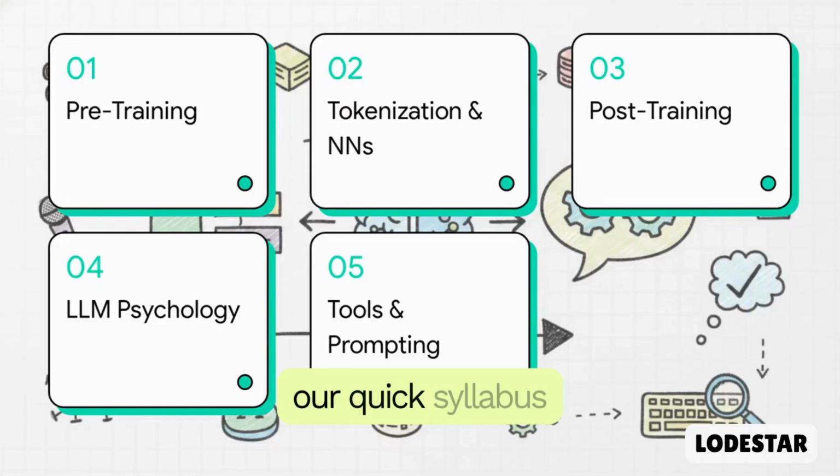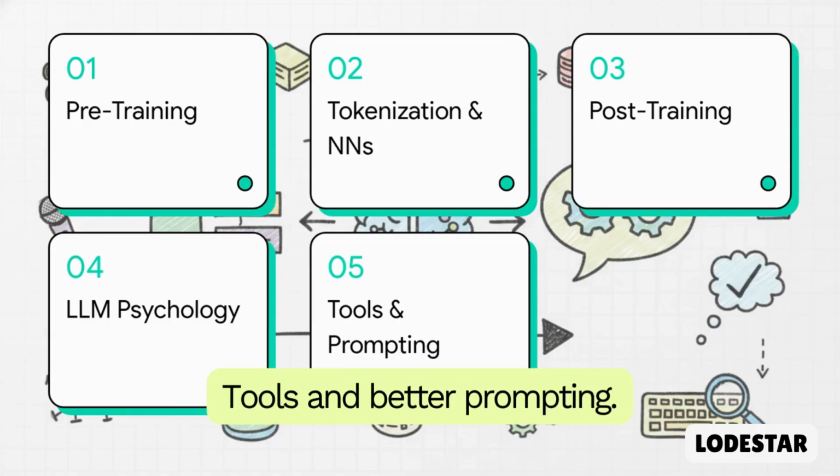All right, so here is our quick syllabus for today's tutorial. We'll cover: 1. Pre-training the base model, 2. Tokenization and neural networks, 3. Post-training the assistant, 4. Understanding LLM psychology, and finally, number 5, tools and better prompting.